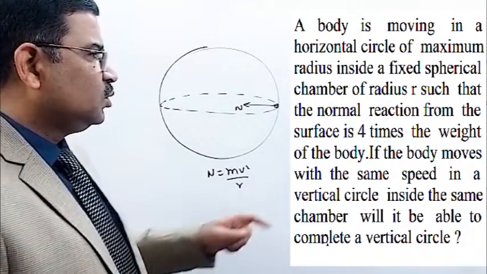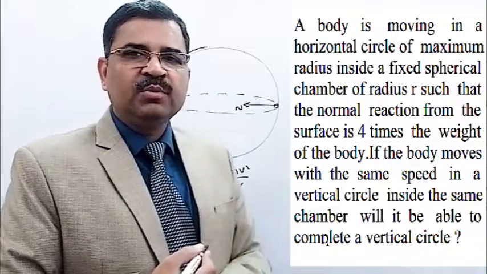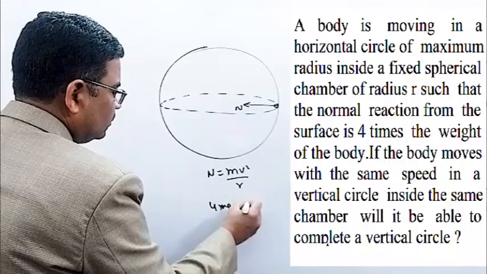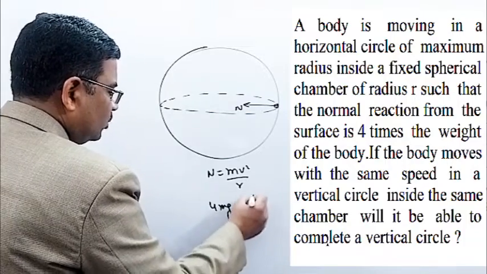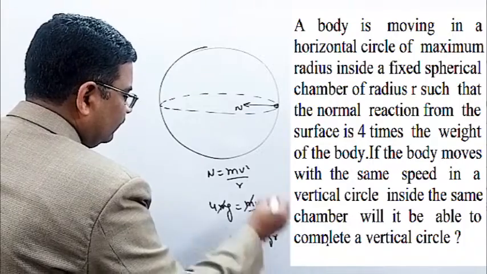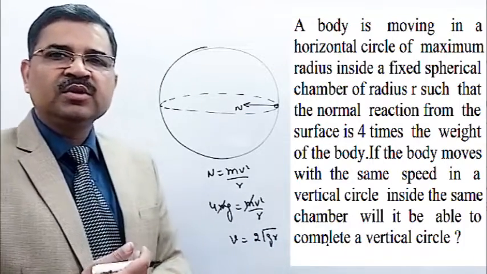And it is given in the question that normal reaction is 4 times the weight of the body. So in place of N I can put 4 mg. So this is equal to mv square by r. So m is cancelled. So I get v equal to 2 under root gr. Now this is the speed with which the body is moving.